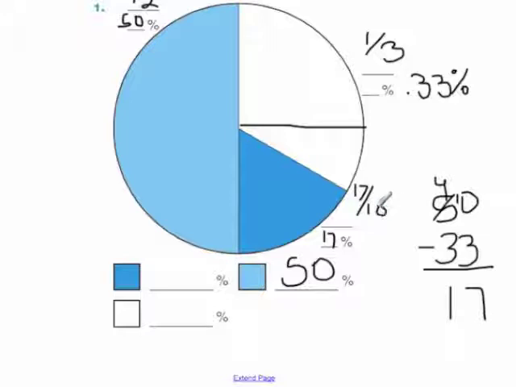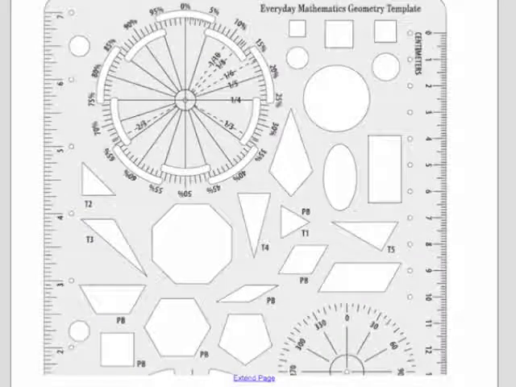Okay, then we have to make our own little legend here, which I did partially. I put 50% for the light blue. Our dark blue we're saying is 17%, and then our white we're saying is 33%. Okay, so that's how we're going to be doing these. This is an estimate. We can figure these out on our own just by our knowledge of fractions. But let's move on to using our geometry template for this now.